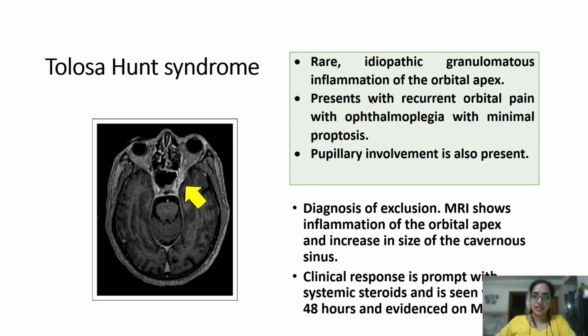Tolosa-Hunt syndrome is a rare idiopathic granulomatous inflammation of the orbital apex. So there is recurrent orbital pain with ophthalmoplegia but minimal proptosis. It is a granulomatous response, whereas pseudotumor is a lymphoid response. Pupillary involvement is also present in these cases. Again, this is also a diagnosis of exclusion. MRI shows inflammation of the orbital apex and an increase in size of the cavernous sinus. Again, Tolosa-Hunt syndrome also has a prompt response to systemic steroids.